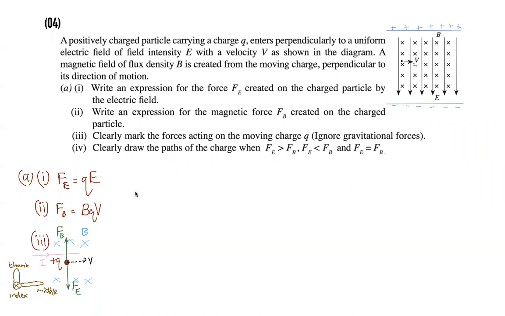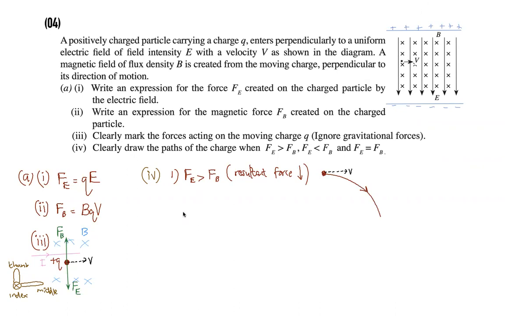Right then, Roman 4. Clearly draw the paths of the charge when Fe is bigger than Fb, Fe is smaller than Fb, and Fe and Fb are equal to each other. Very simple. When your Fe is bigger than Fb, there's a resultant force downwards. Therefore the particle is going to take a path like this. Because the particle is attempting to move towards the right at the beginning, it's pulled downwards, therefore it will do this.